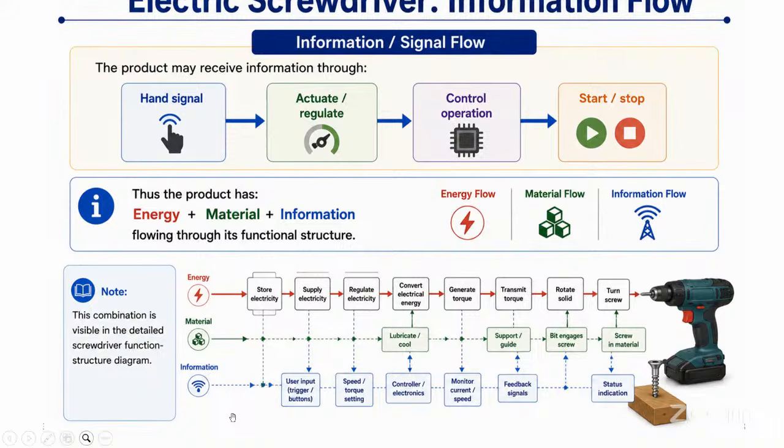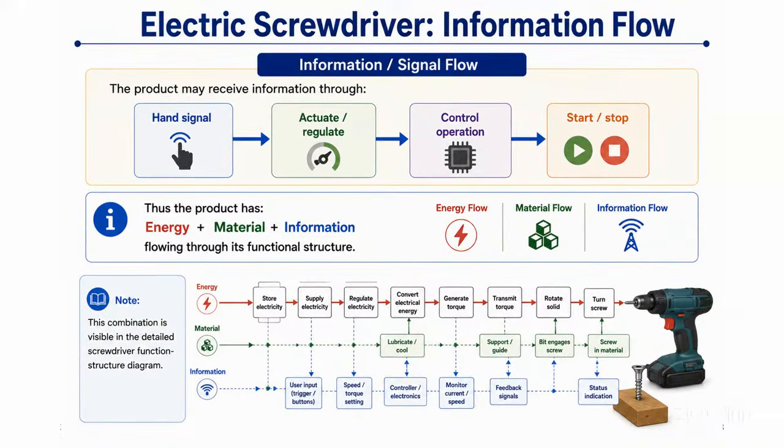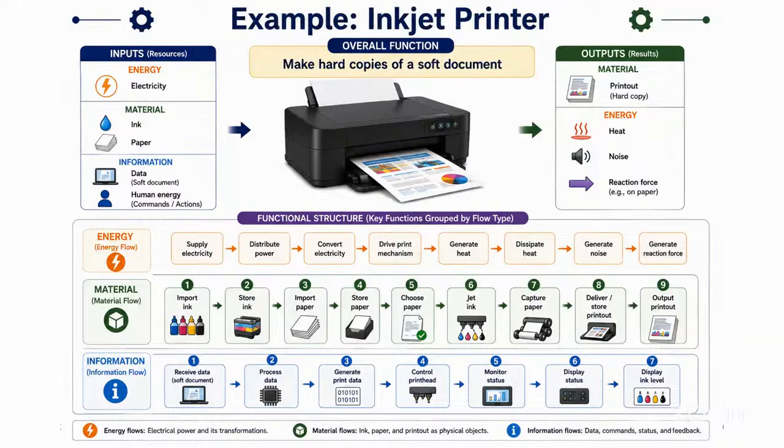And the information flow is also important because only when the user turns it on and controls it are you able to achieve the function. So all the three flows are related: energy, material, and information flow, which we saw separately as three different flows in the three slides, are now interrelated, and you can see or understand the overall functional decomposition now. This is the same example that sir has already explained in the lecture.